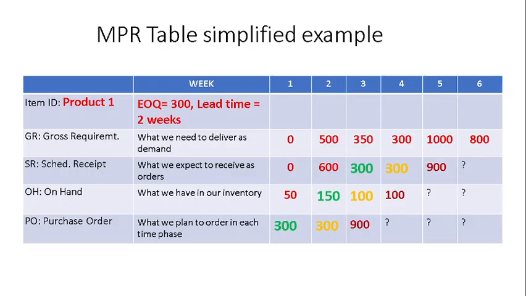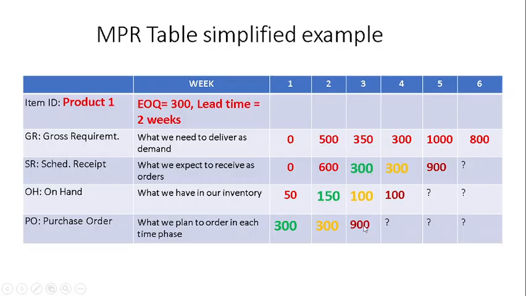Now, if we continue the same way, we will come in week 4 and we will see that we have in inventory 100, we have a receipt of 300, so in total we're going to have 400 items. We will consume 300, so we're going to be left on hand with 100 items. And again, I check my demand for week 5. I see that it is 1,000. So I say that my on-hand items cannot fulfill that. So I need to order 900.